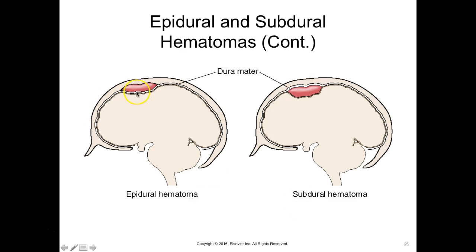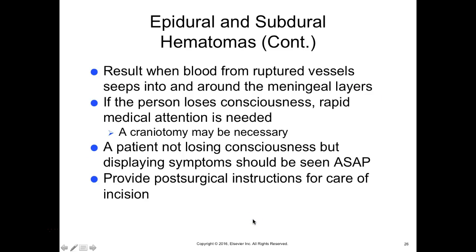So this is showing you here the dura mater. An epidural hematoma is above the dura mater, between the skull and dura mater, whereas a subdural hematoma, sub meaning beneath or below, is below the dura mater. What happens is that blood from a ruptured vessel seeps into and around the meningeal layers.